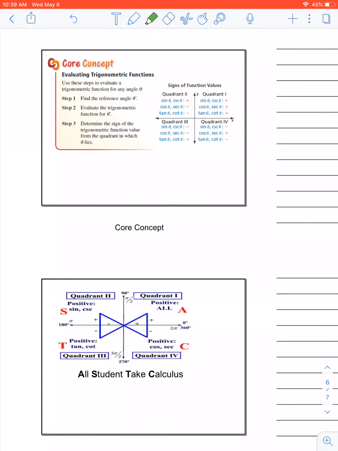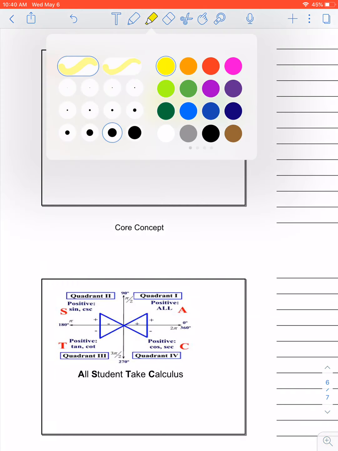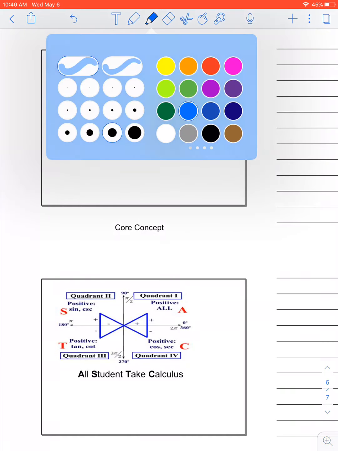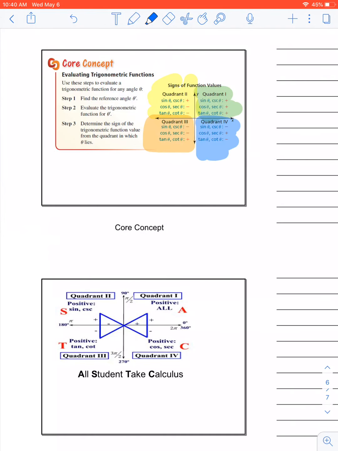So how do you evaluate trig functions? In the first quadrant, sine, cosine, tangent, cosecant, secant, and cotangent are always positive. In quadrant 2, sine and cosecant are positive, but cosine, secant, tangent, and cotangent are negative. In quadrant 3, sine, cosine, cosecant, and secant are negative, and tangent and cotangent are positive. In quadrant 4, sine and cosecant are negative, along with tangent and cotangent, and cosine and secant are positive.